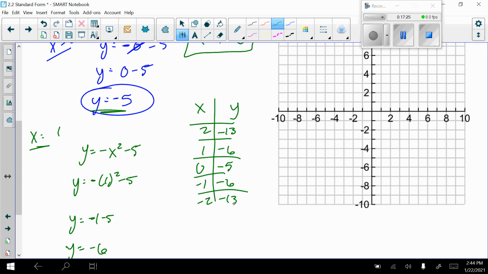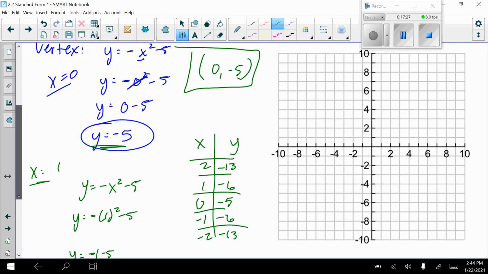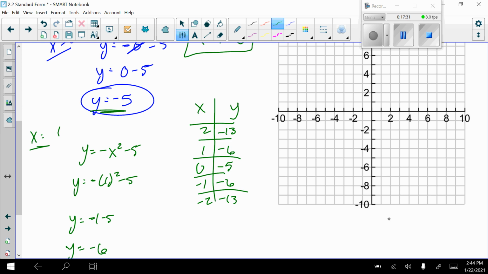Okay, and then I can go get my graph. So let's see what we get. 2, negative 13, that's off my graph, so let's just say it's down here, I don't know. 1, negative 6, right there. 0, negative 5, negative 1, negative 6, and negative 2, negative 13. Again, that's off my graph, so I'm just going to give it my best guess. We'll say it's somewhere in this area. And my parabola looks something like that. There we go.